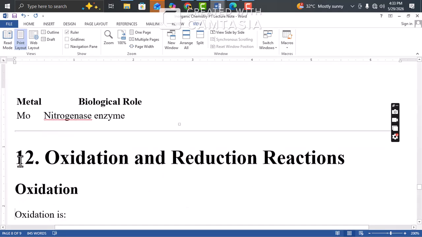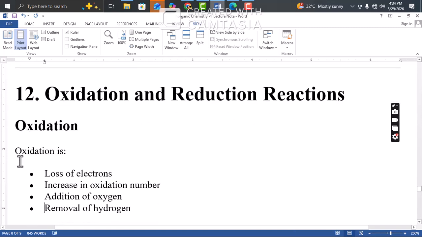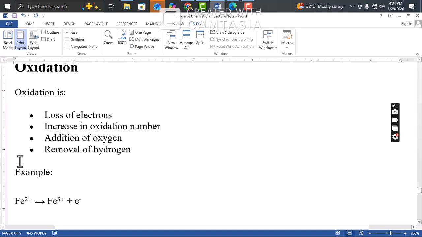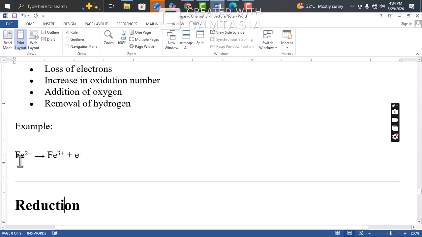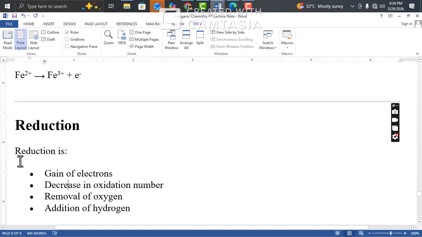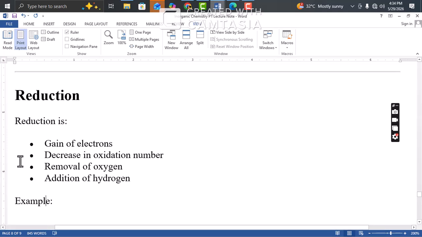Now to oxidation and reduction. Oxidation means loss of electrons, increase in oxidation number, addition of oxygen, and removal of hydrogen, right? So this is an example of oxidation. Now reduction is gain of electrons, decrease in oxidation number, removal of oxygen, and addition of hydrogen. So these are the definitions for reduction.